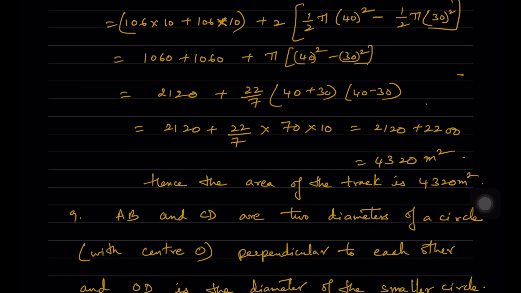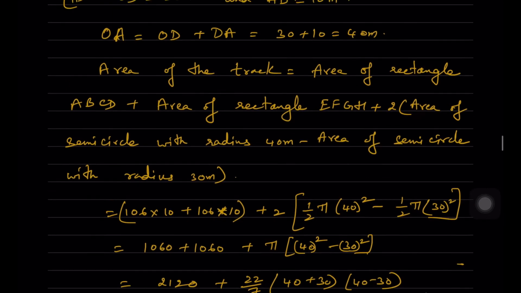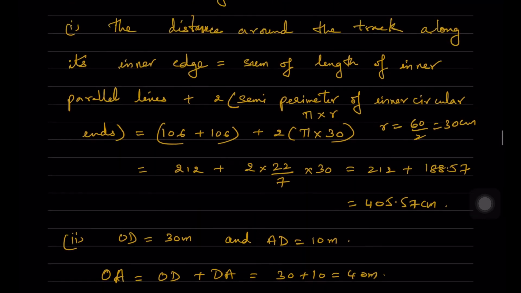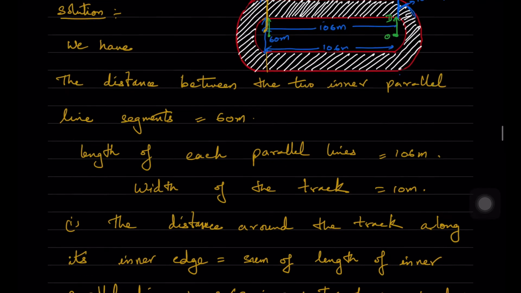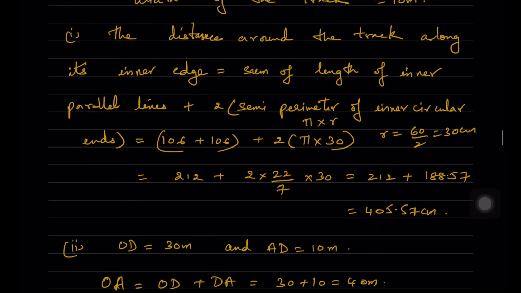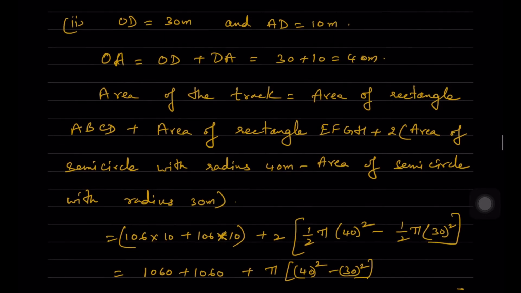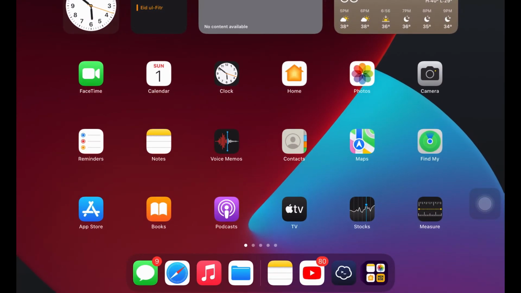So next we are going to the 9th problem. AB and CD. Once again you can check what this problem is about, because we are finding the perimeter of the inner track and second we are finding the area of the track.